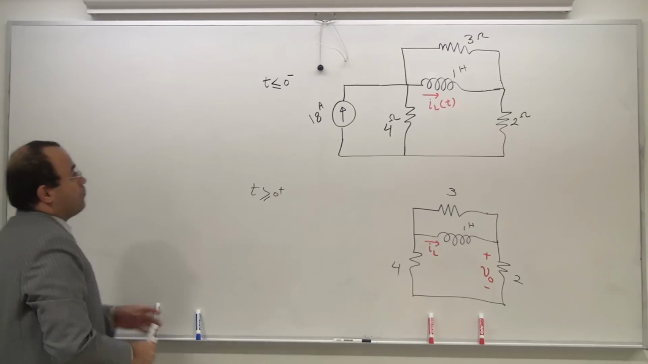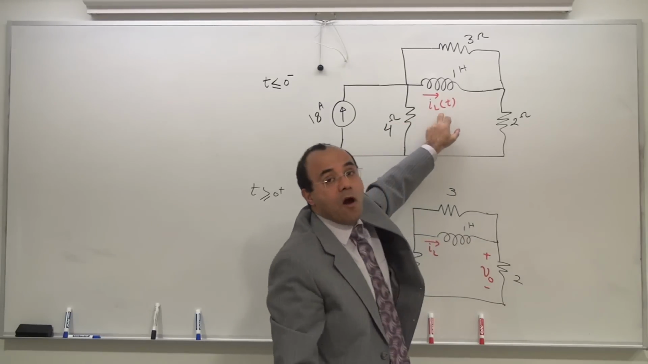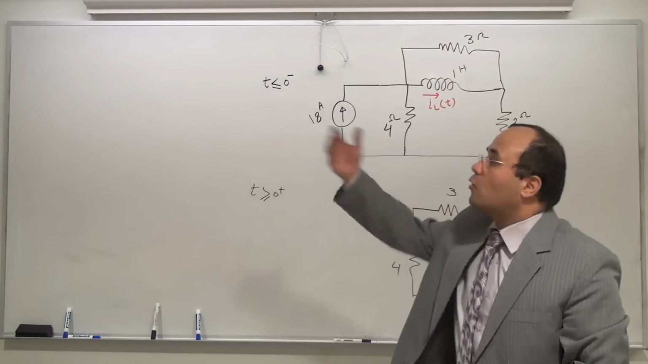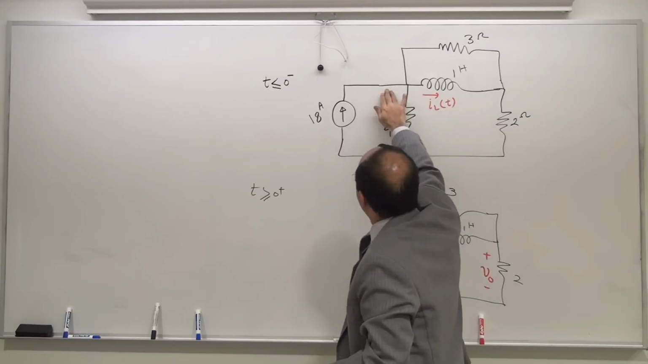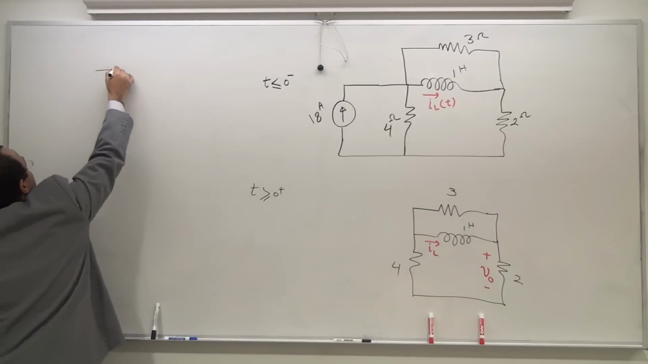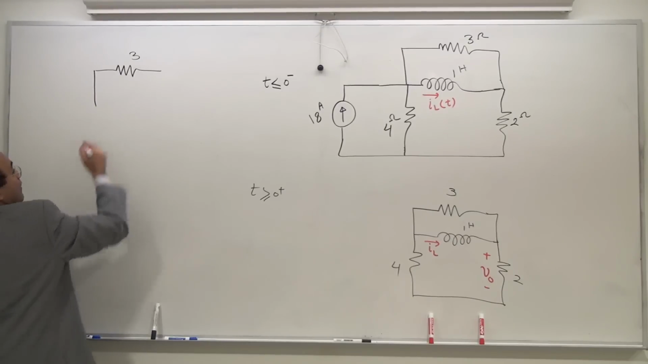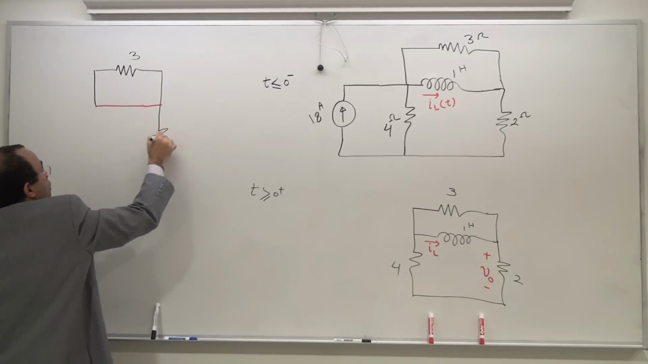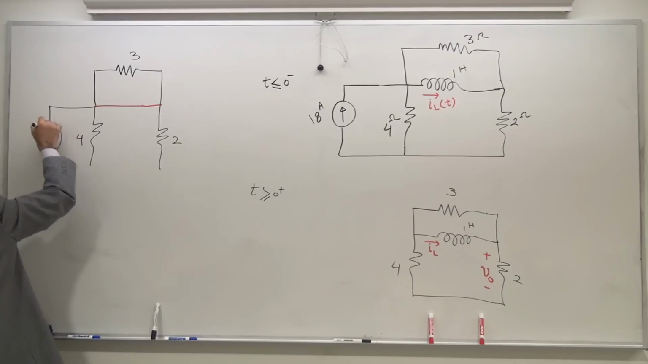Now, for the before switching event, regardless of the variable of interest, I'm going to find IL of 0 minus. Because the switch has been closed for a long time, the inductor is going to act like a short line. So let's go ahead and have this as a short line. That's 3 ohm. And then I'm going to have the inductor, the 2 ohm, the 4 ohm, the current source.